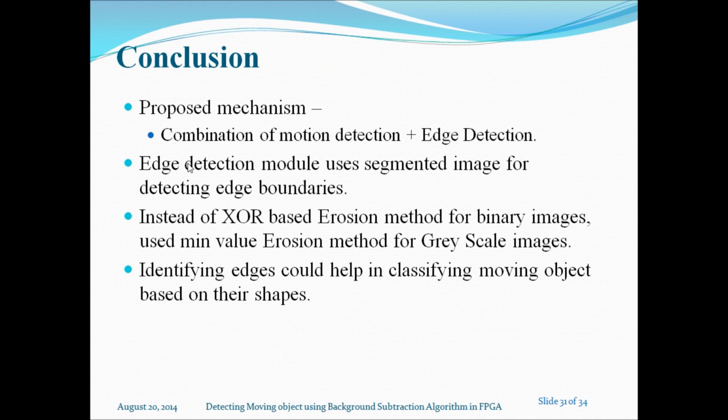So let me conclude on the proposed work. This paper proposes FPGA based moving object detection using the background subtraction algorithm. In the paper we have discussed various motion detection approaches. Then we have seen the modified motion detection architecture which includes Sobel edge detection. Instead of using XOR based erosion, we have used the minimum value of erosion method of grayscale images. Then the proposed work could be easily extended to classify objects based on their shapes.